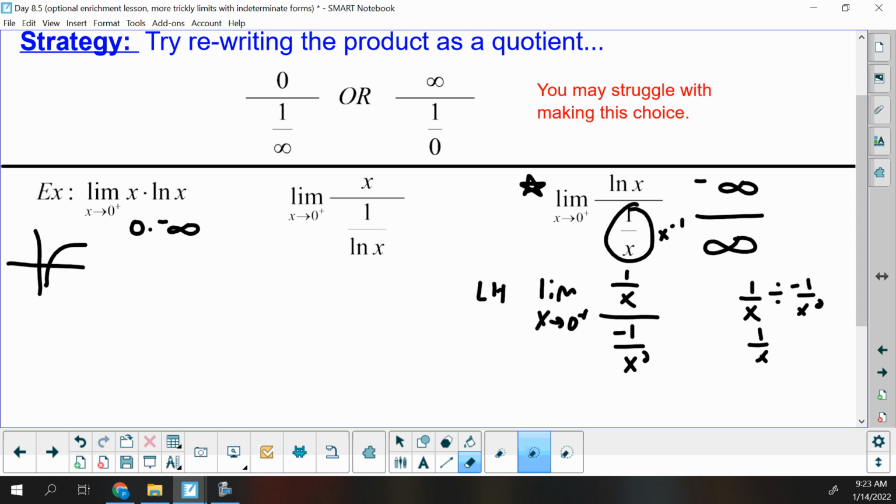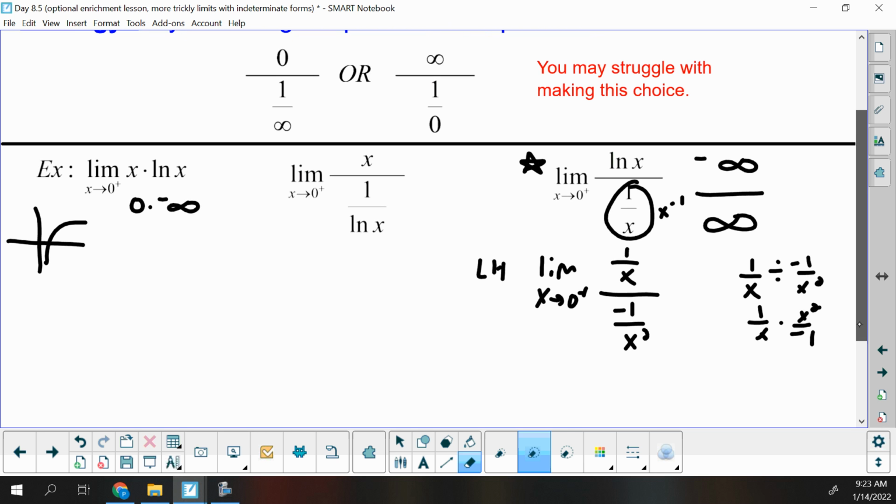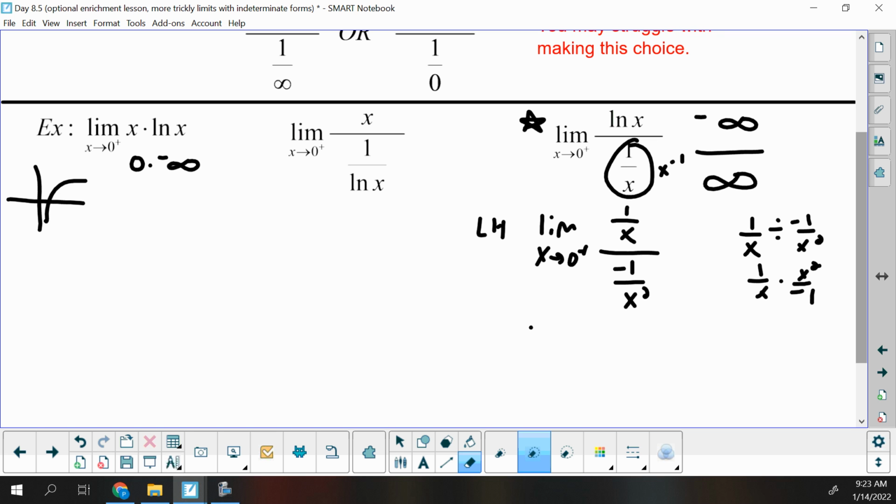So if I do a keep change flip, one set of x's will wipe out and we'll have a negative. So this will really just neaten up to negative x. Note that was not a L'Hopital's I did there. I was just neatening up. And you'll often want to neaten up after you do your L'Hopital's to see if it's something you can evaluate.